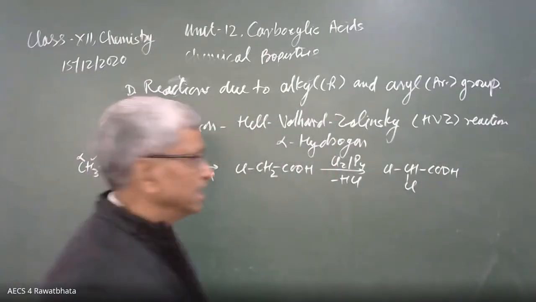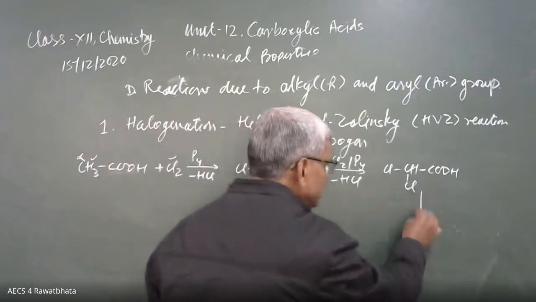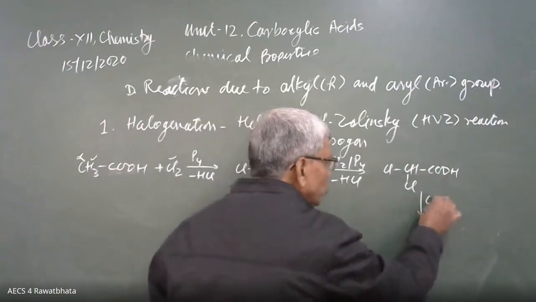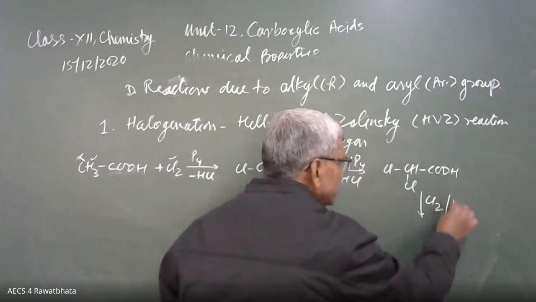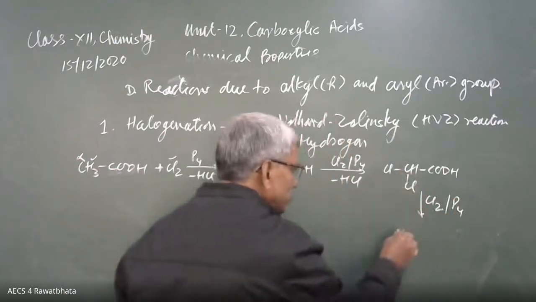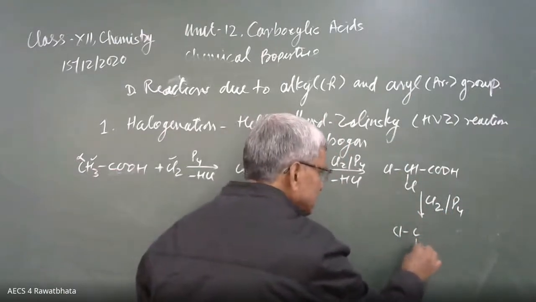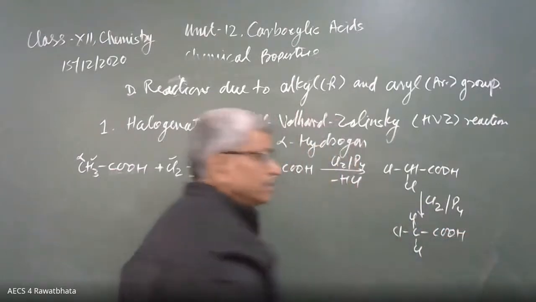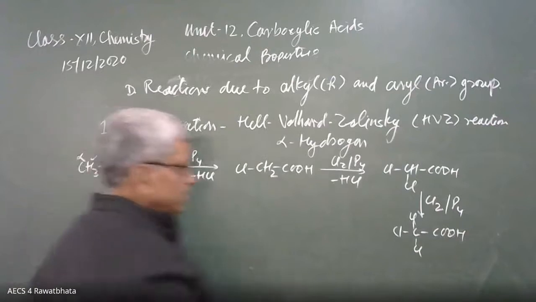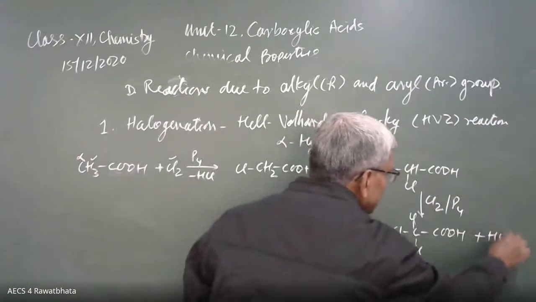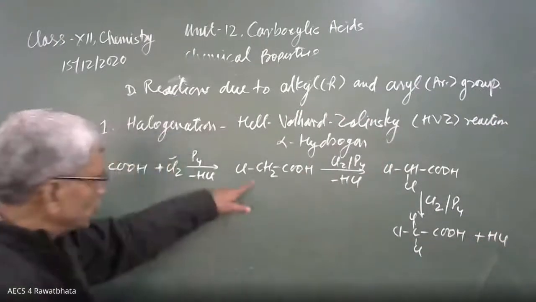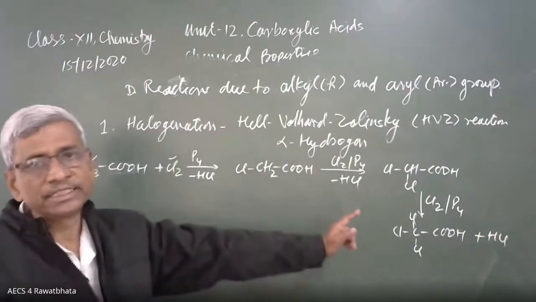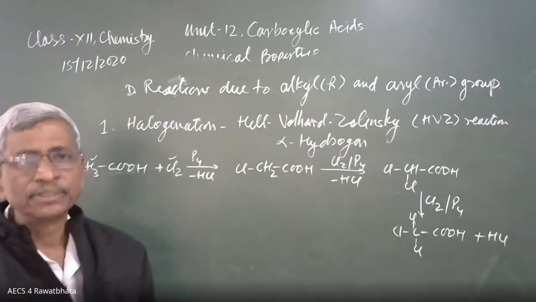Then third step, final step, because one more H is there, it is going to combine with Cl2 in presence of red phosphorus, and it forms Cl, C, Cl, Cl, COOH. Minus HCl we can write, or finally we can write plus HCl. This is called chloroacetic acid, dichloroacetic acid, and trichloroacetic acid.